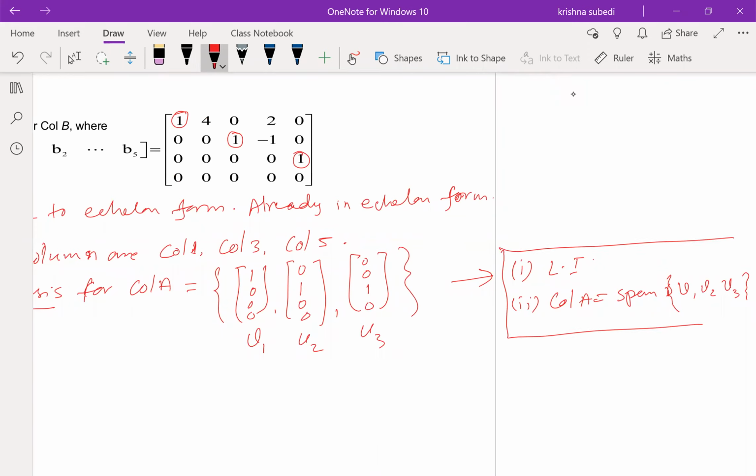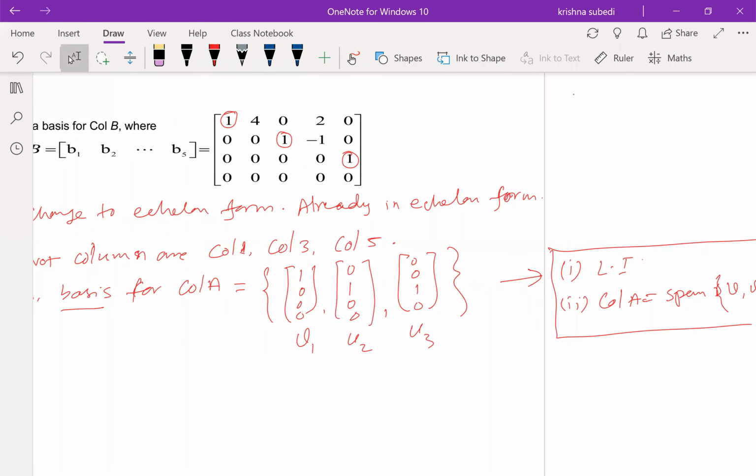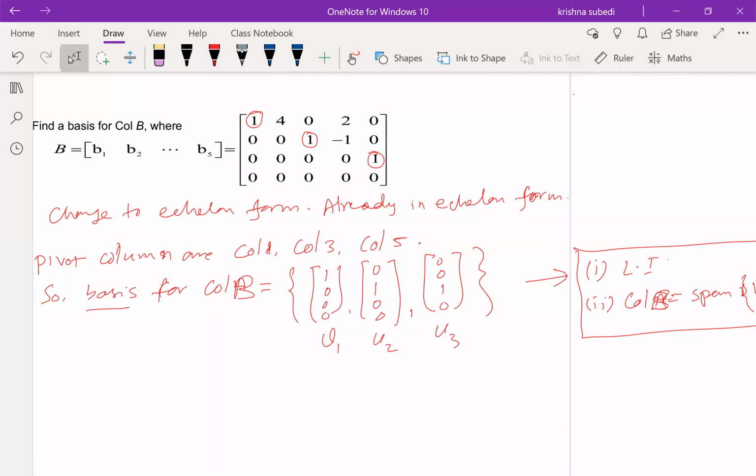Okay, so from now onwards, if we want to find the column space of B, not A, sorry, the column space of B, just change it into echelon form and go back to the pivot columns.